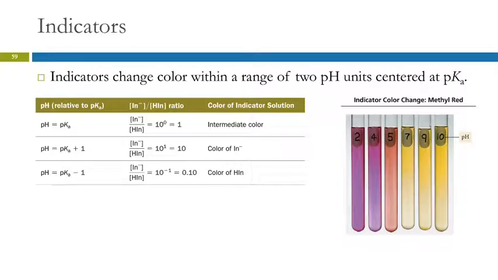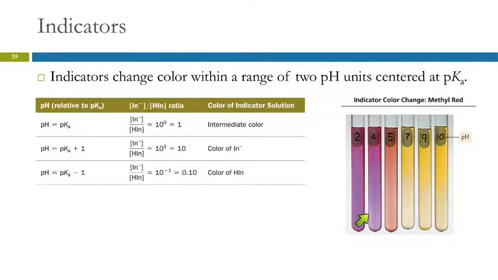So the indicators will change color within a range of about 2 pH units, and that'll be centered at the pKa for that weak acid. So when the pH of the titration is equal to the pKa of the indicator, you're going to get an intermediate color. If it's above, you're going to have the color of the base, and if it's below the pKa, you're going to have the color of the acidic form.